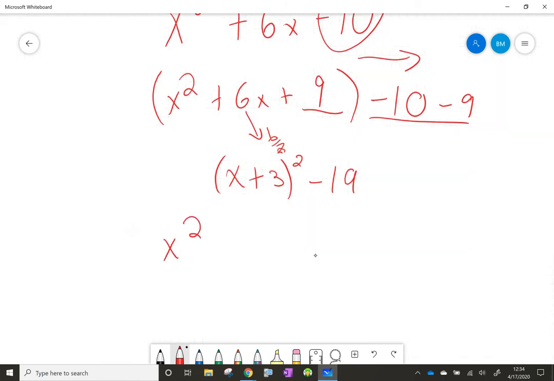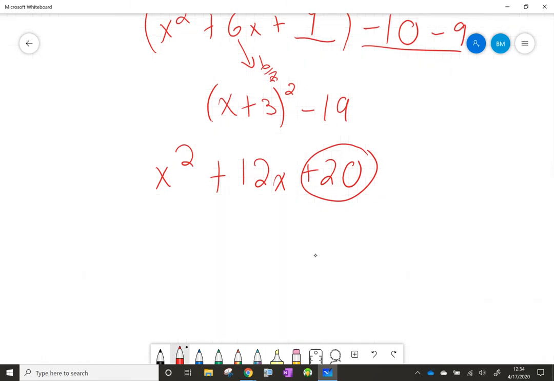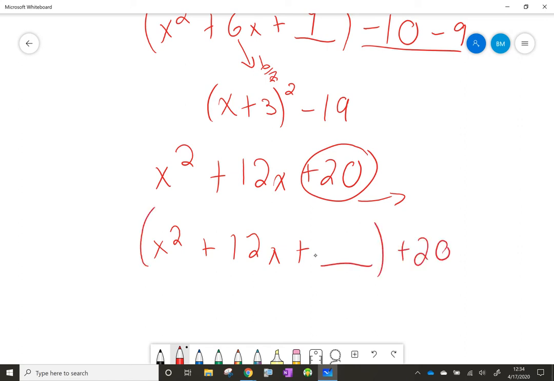Again, I think the more of these you can do, the better. Let's see if I can even make up another one. Right? So let's say I've got this, right? So again, we're going to take the c value that's here. We're going to set it off to the side. So we're going to have x squared plus 12x. We're going to find a new c value. And we're pushing the 20 off to the side.